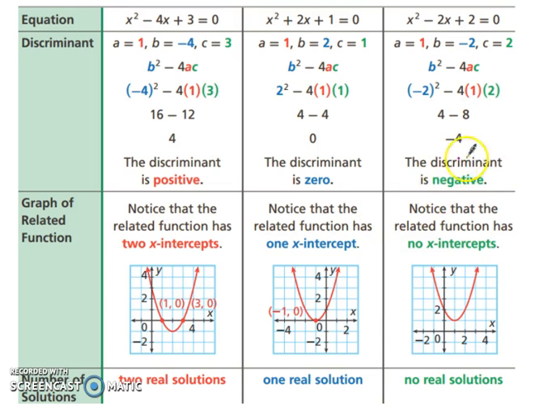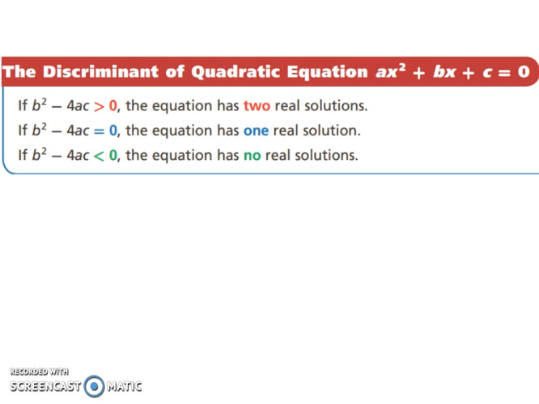And then if the discriminant is negative, notice how the graph of the related function never crosses the x-axis. So there are no real solutions. Here's a quick summary of what we just talked about. If b squared minus 4ac is greater than 0, there are two real solutions. If it equals 0, there's one real solution. And if it's less than 0, there are no real solutions. Basically, positive, 0, negative. Negative means no, 0 means 1, and positive means 2.